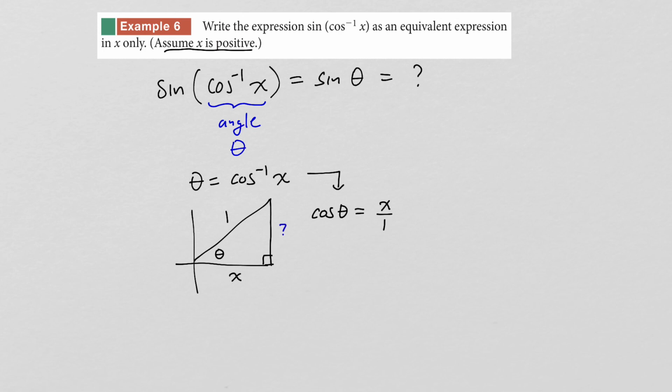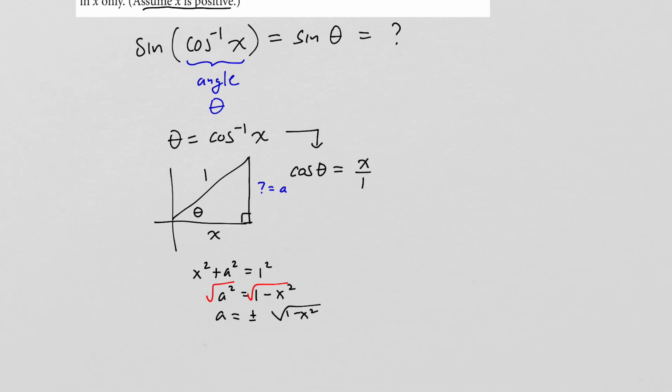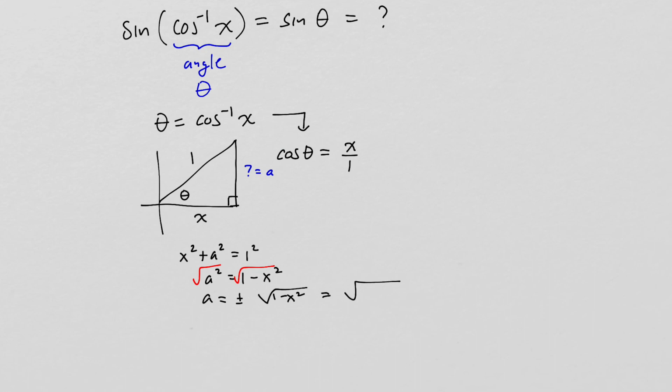And we can solve for this missing side, let's call it a, by saying x squared plus a squared is equal to 1 squared. Subtracting x squared gives us a squared equals 1 minus x squared. And if I take the square root of both sides, we get a is equal to plus or minus the square root of 1 minus x squared. But we know this is going to be positive because, again, we are in the first quadrant, and all values are positive in the first quadrant. So this missing side of the triangle is the square root of 1 minus x squared.